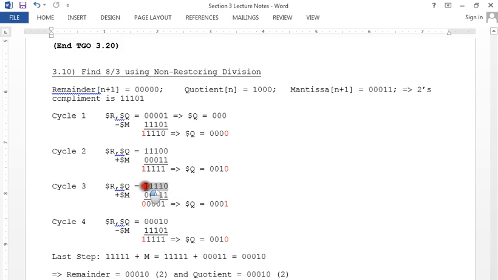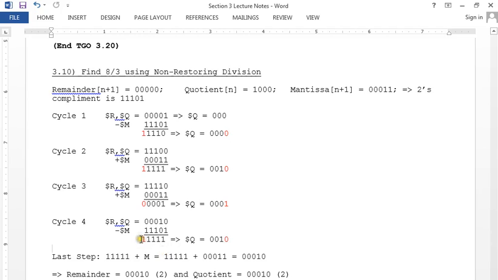Third, we left shift. We popped off a 1, so we're going to add 3. This becomes a 0. It's the least significant bit, the most significant bit of the remainder. So we negate that and make that the least significant bit of the quotient. Left shift, we popped off a 0. So we're going to subtract. We get 1, 1, 1, 1, 1. Negate this and make it the least significant bit.